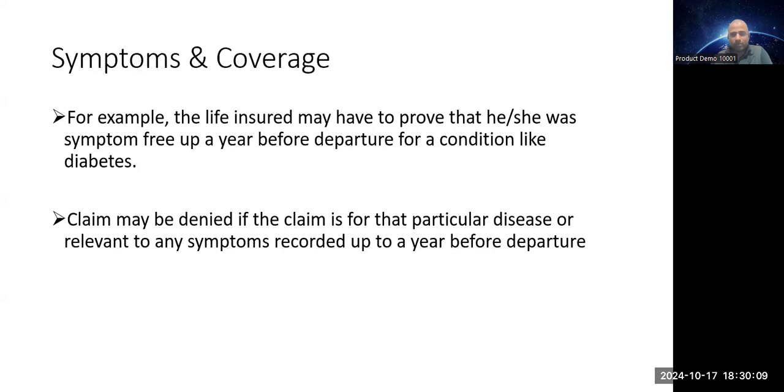Okay. So we were talking about travel insurance earlier. And if there turns out to be any pre-existing coverage for up to a year prior to departure, your insurance coverage may be denied for travel. Claim may be denied if the claim for that particular disease is relevant to any symptoms recorded up to a year before departure. Now this is worse for chronic illnesses. So your time frame goes up for chronic illnesses like diabetes and cancer.